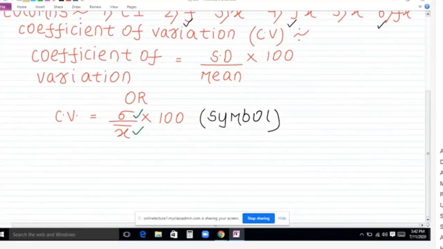In order to determine the consistency, it is necessary that we make use of the coefficient of variation. So what are we supposed to do? See here, what is the procedure? The procedure is that for the two given distributions, we have to find the coefficient of variation using the formula: coefficient of variation is equal to standard deviation upon mean into 100.